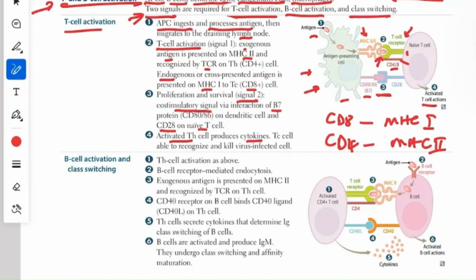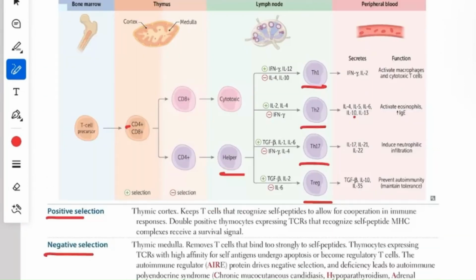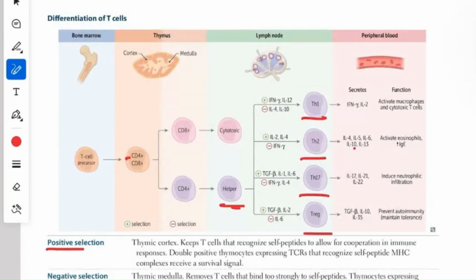The activated T cell produces cytokines, and the cytokine that it produces depends on the stimulus that it received. All right. So yesterday we talked about the stimulus that the naive CD4 helper cell will receive. Okay. So if it was stimulated by interferon gamma and interleukin 12, it will become a Th1. If it's interleukin 2, interleukin 4, it becomes a Th2. If it's transforming growth factor beta and interleukin 1, it becomes a Th17. Transforming growth factor beta and interleukin 2 becomes a Treg.